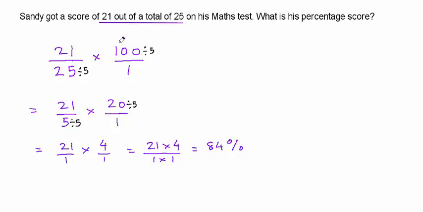84%. So a score of 21 out of a total of 25 on a test is equivalent to a score of 84 out of 100. We call it a score of 84%.